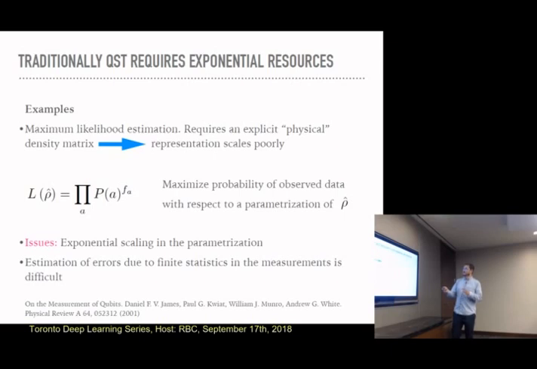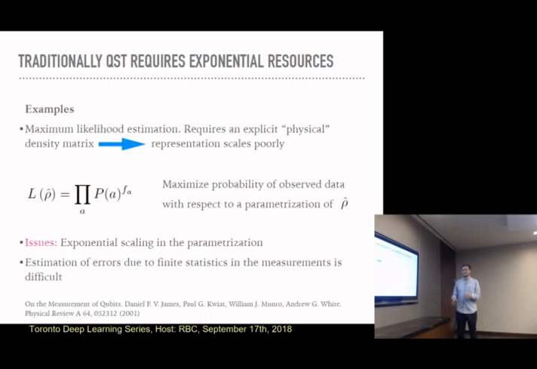There's also another traditional technique, where you use maximum likelihood estimation, the same one that we use in machine learning, that also requires an explicit density matrix. By definition, you write down the most general 2^n by 2^n Hermitian positive semi-definite matrix, and then you maximize the probability of the observations that you made. Then you produce an estimate of that matrix. So that's also exponential in the parameterization. That's bad. Or, if you want, it's great because you can represent any state, but it's very expensive.